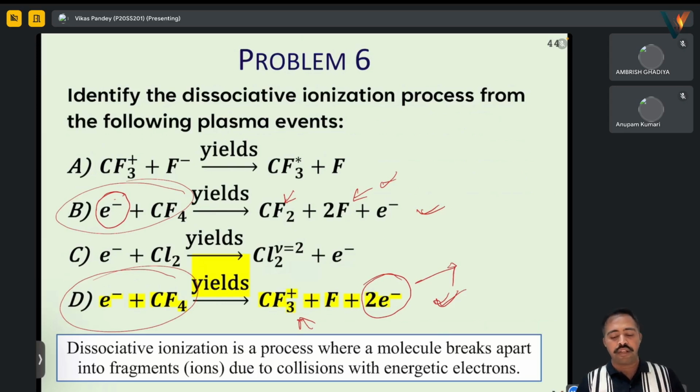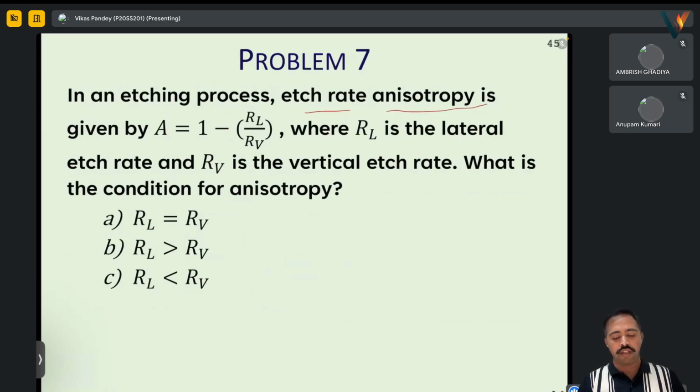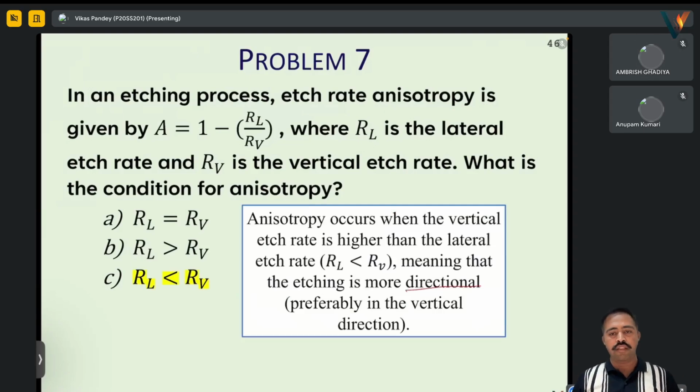In an etching process, etch rate anisotropy is given by A equals 1 minus RL upon RB, where RL is the lateral etch rate and RB is the vertical etch rate. What will be the condition for anisotropy? I think we covered this in the previous class also. C, where the lateral rate is less than the vertical rate. That leads to a more directional etch, in the vertical direction. So we want the rate of etching to be more in the vertical direction compared to the lateral direction. That will give us an anisotropy of 1, with the lateral rate being 0.